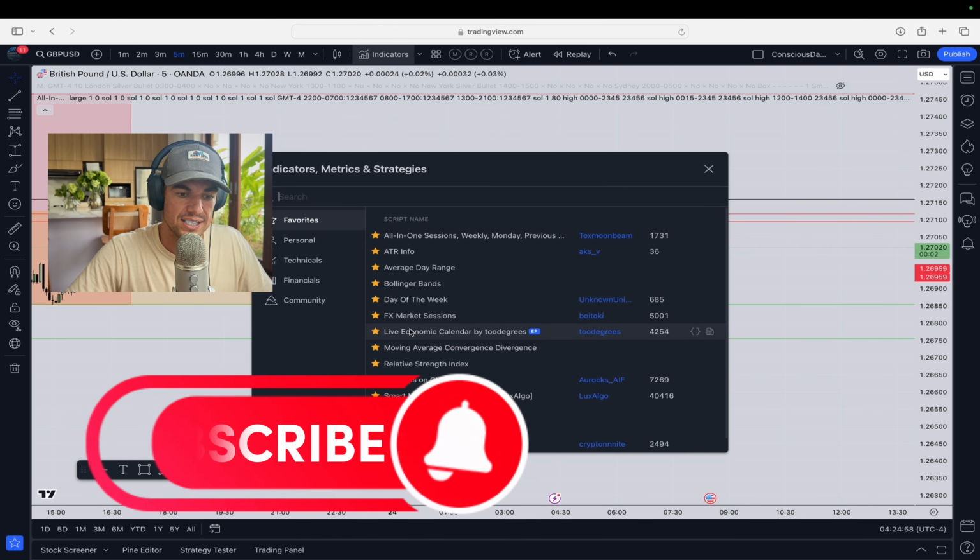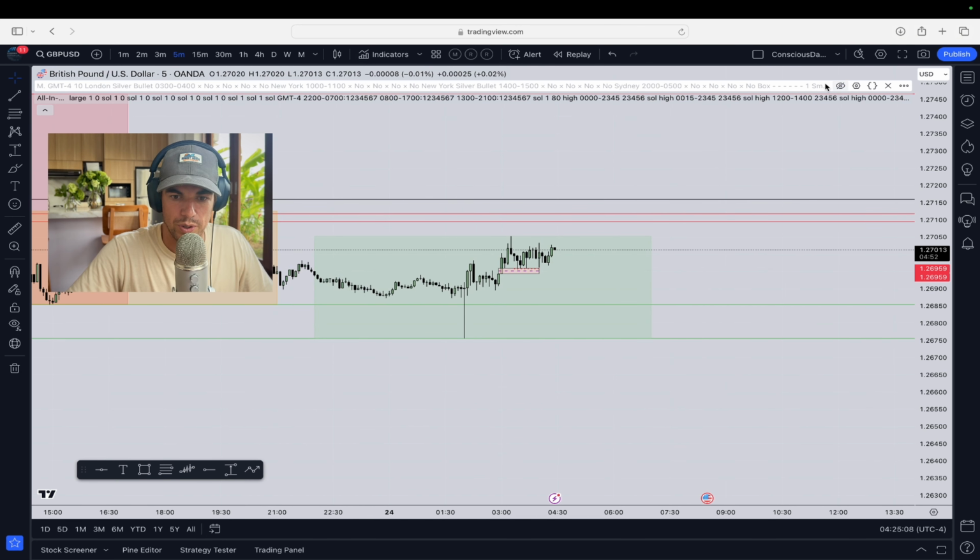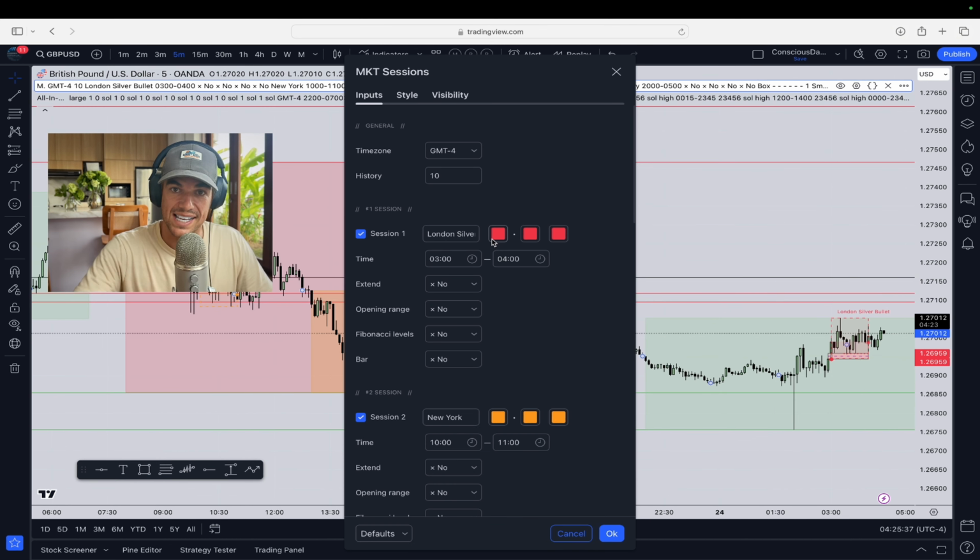Go on the indicators and we're going to look for FX market session Boitoki. Okay? When you turn on Boitoki, we're going to go into the settings and I want you to copy exactly what I've got here. Right. These are the times that we're interested in. London Open. It will be from 3 a.m. to 4 a.m. New York time.